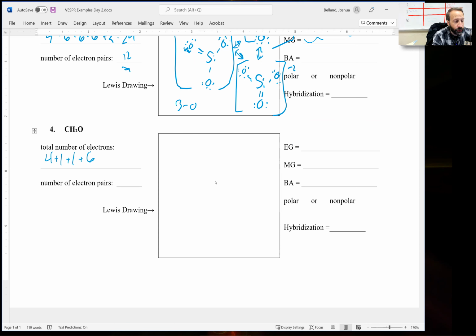I'm going to do CH2O. I believe that totals up to 12. If I am wrong, I will find out soon enough, I guess. I need to show 6 pairs. So I've got a carbon in the middle and 3 things to attach to it. I'm going to do something like that: maybe an H there, an H there, and an O there. So that's how I'm going to draw it.